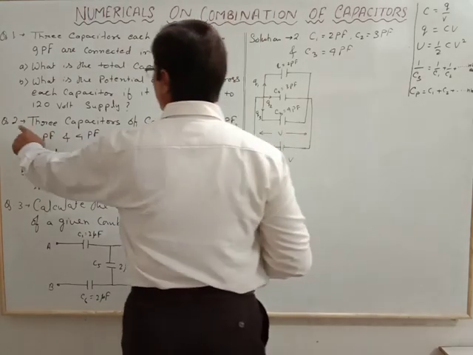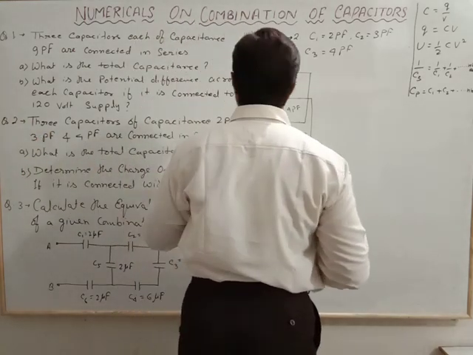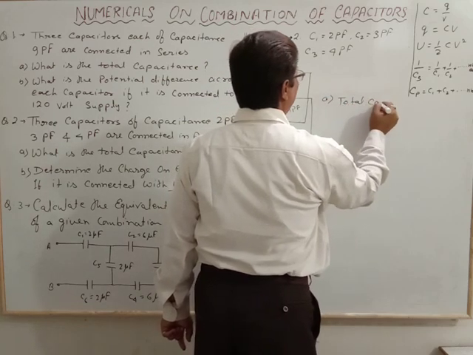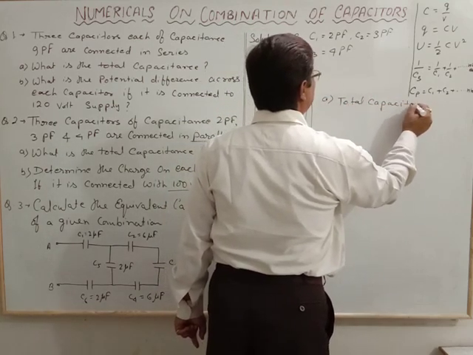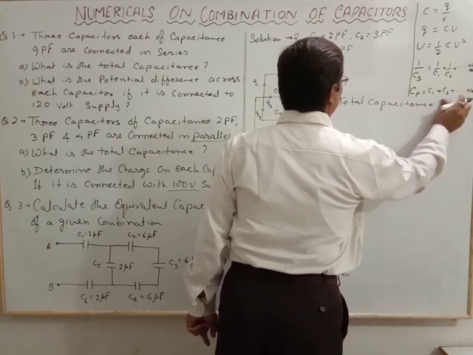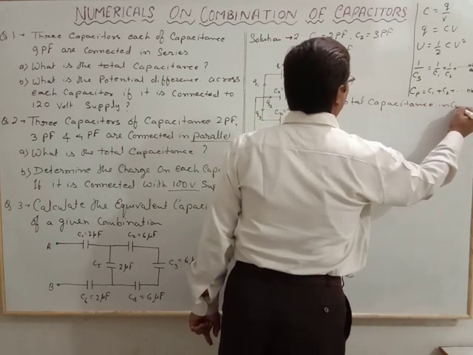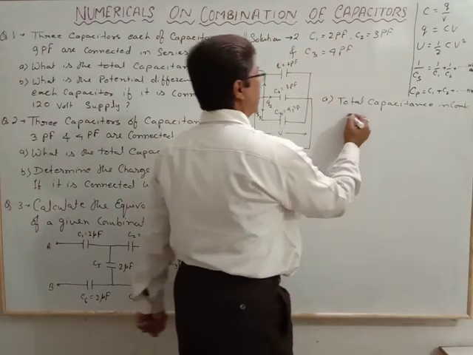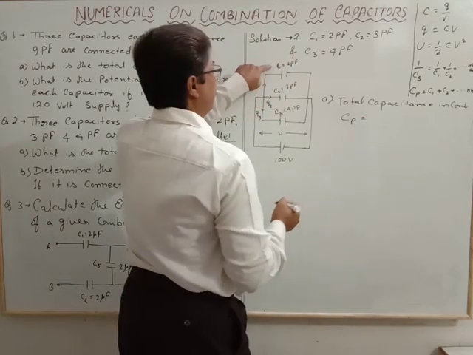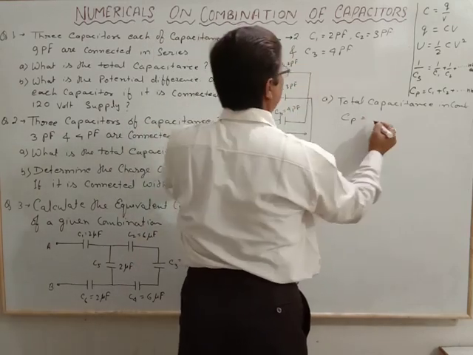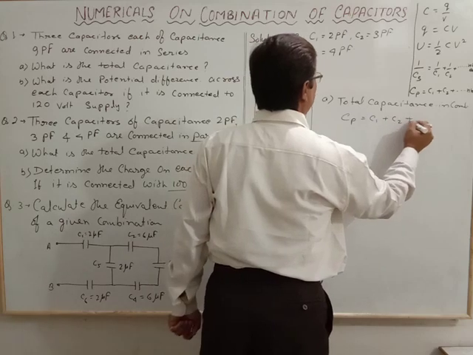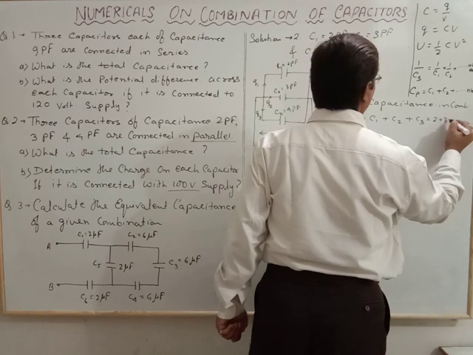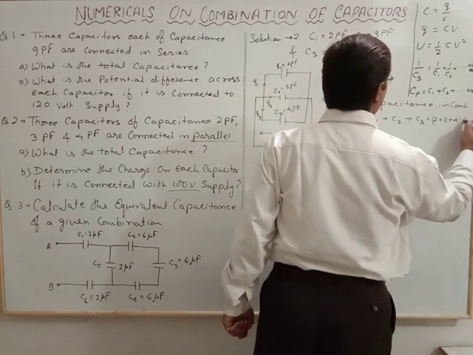Now the first question is, what is the total capacitance? So we calculate the total capacitance in the combination. The total capacitance in parallel is C1 plus C2 plus C3, that is equal to 2 plus 3 plus 4, that much picofarad.